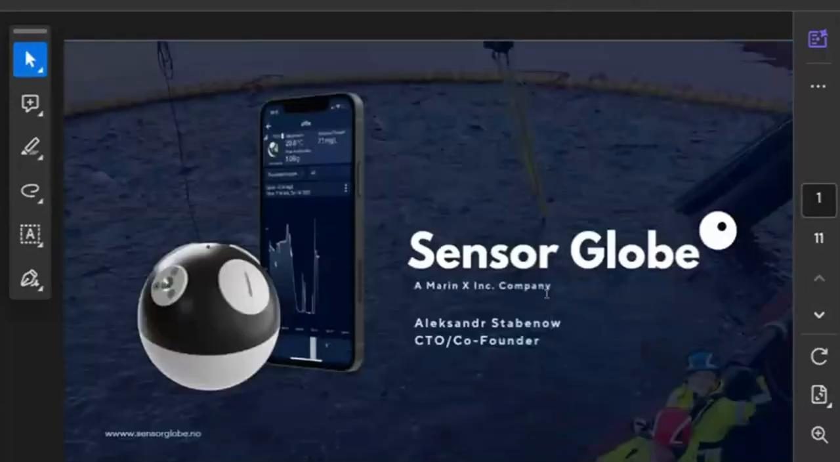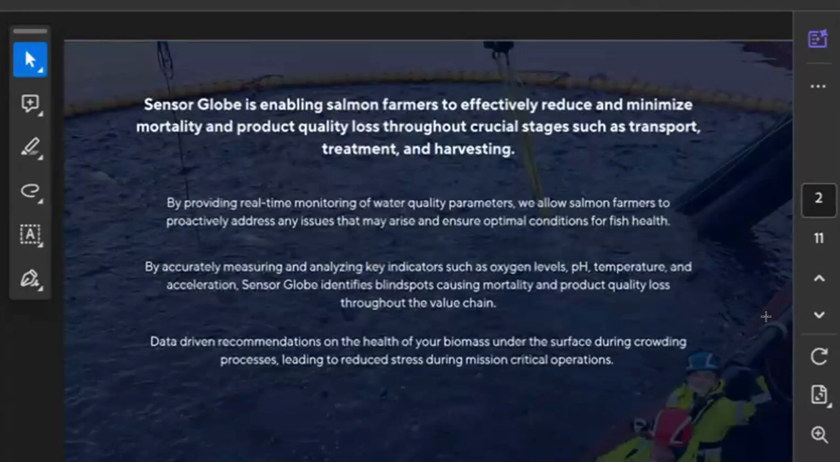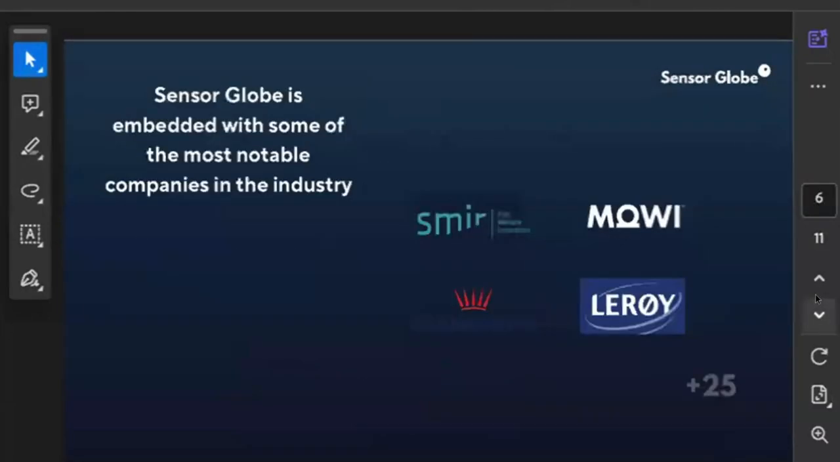And we're working with some of the most notable companies in the space. One of the unique aspects of our company is that we're not only working with the farmers, but we also work with the equipment providers, like some of the large wellboat providers like Croy, as well as the mechanical delousing companies like Smear.